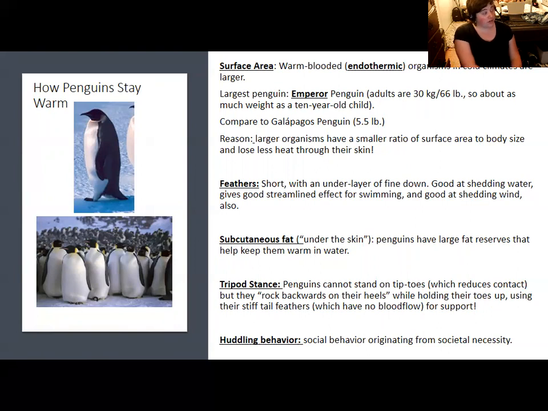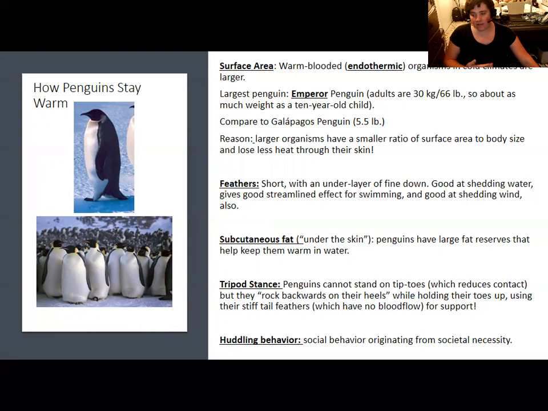Now, it's not just the large size, though, because getting large is going to help, but it's not going to take you all the way. So penguins have a number of other evolutionary features that help them adapt to the cold. The feathers are short and streamlined, and that, as I mentioned before, helps the penguin swim rapidly and keeps seawater from reaching their underneath, and it keeps wind from reaching them. So the feathers literally help keep the water off when they're swimming and keep the wind chill out when they're out on the land.